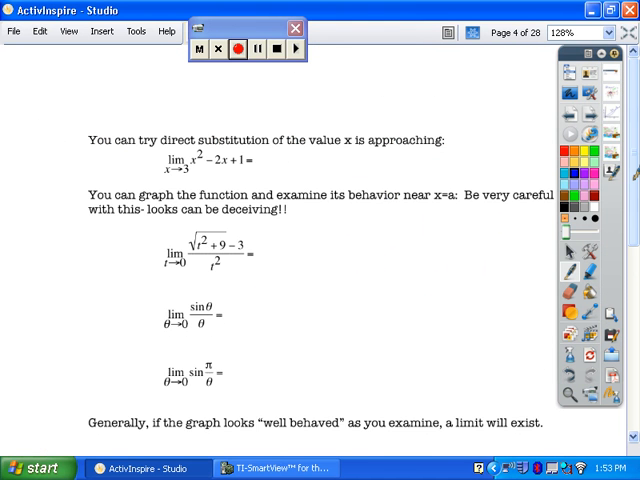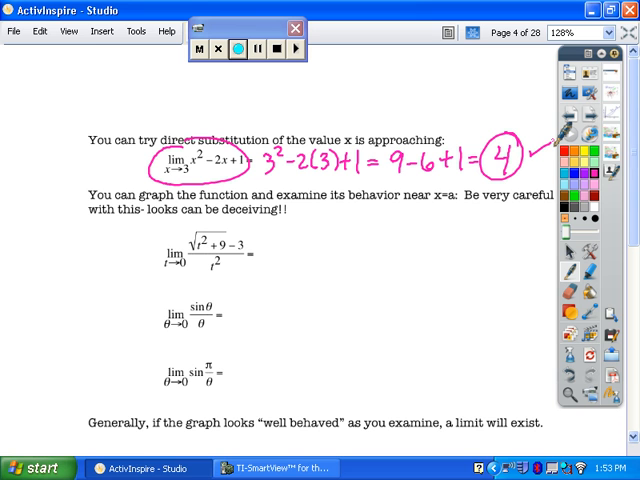So let's look at a couple examples here. Could I use direct substitution on this one? Yeah, just plug it in. Plug 3 in there. So 3 squared minus 2 times 3 plus 1. 9 minus 6 plus 1 is 4. There we go. That's the limit as x is approaching 3. That's all we would get.